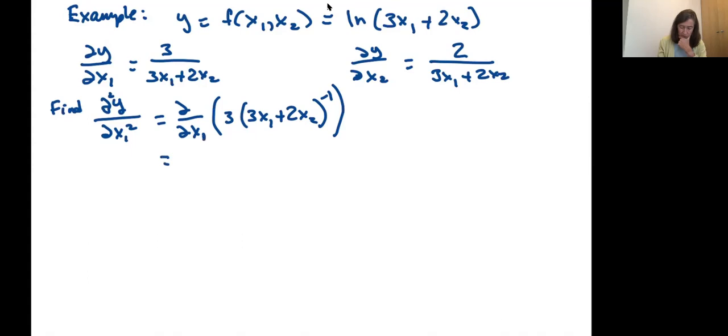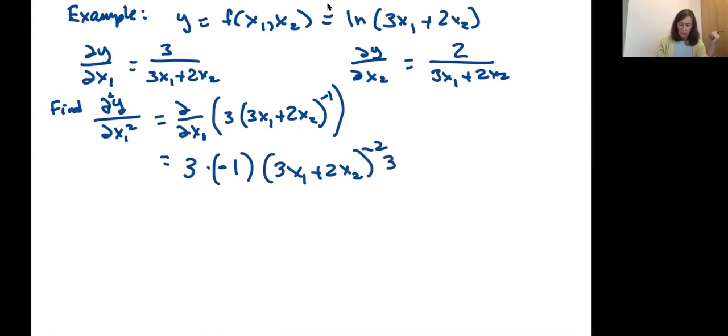And let's remind ourselves here that it's the partial derivative with respect to x1. Okay, so doing that, that's going to be equal to, there's my 3, that's a constant, times the negative 1, times 3x1 plus 2x2 to the negative 2 power. We're doing the power rule there, times the derivative of the inside, that's another 3 times 3. Okay, that looks like negative 9 over 3x1 plus 2x2 squared.